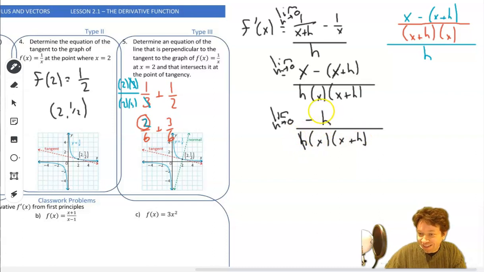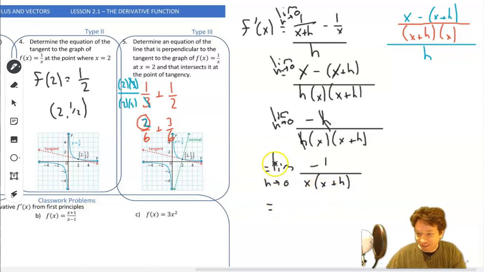So our h cancels, and we're left with the limit as h approaches 0 of -1 all over x times x plus h. But if h approaches 0, now I don't need to write the limit because I'm going to apply it. Right? You just get -1 over x squared. So there's our derivative function: f prime at x equals -1 over x squared.